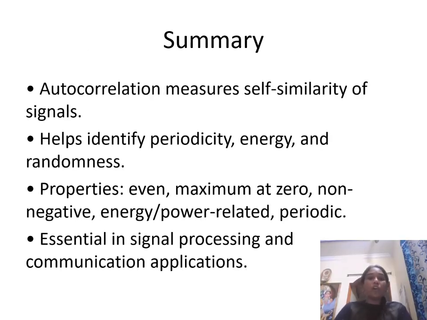Summary: autocorrelation measures self-similarity of signals. It helps identify periodicity, energy, and randomness. Properties: even, maximum at 0, non-negative, energy or power related, periodic. It is essential in signal processing and communication applications.